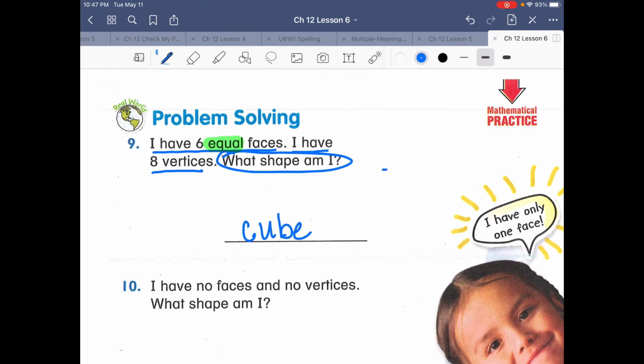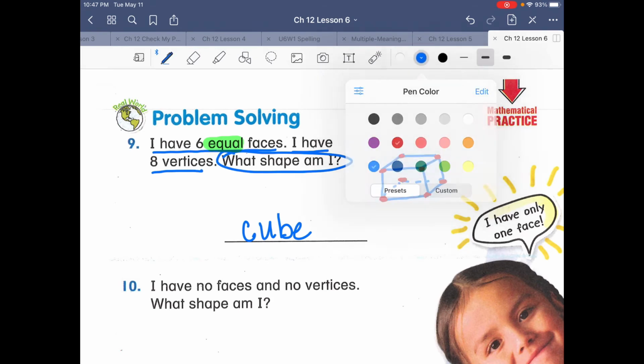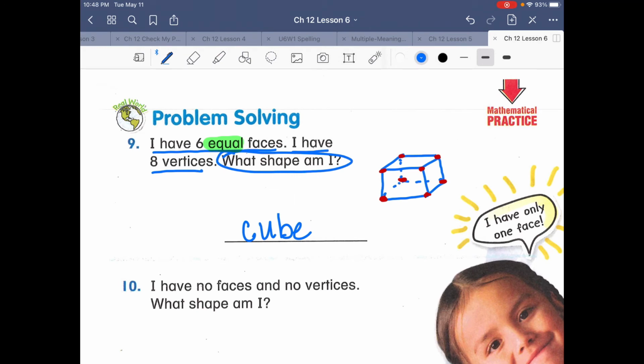Nice job. So your cube, if you look at a cube and you stretch out and you connect those, and then you got 1 in there. I'm going to count my vertices. I have 1, 2, 3, 4, 5, 6, 7, 8. And then your faces, we have 6 equal faces. So our cube is the shape.